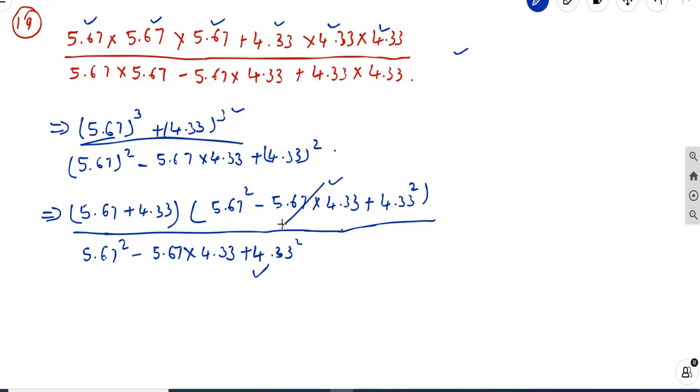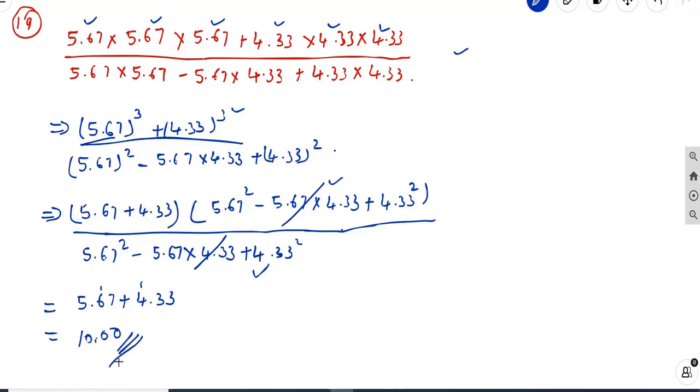Now if you see the numerator and denominator, this one and this one are the same. So I'll cancel them. What is left here is only 5.67 plus 4.33. Now it doesn't have any variable, both are numbers, so I can add them. 3 plus 7, 0, 1 carry. 7 plus 6 plus 1, 4... adding through, the result is 10.00. So this is the answer for problem number 19.